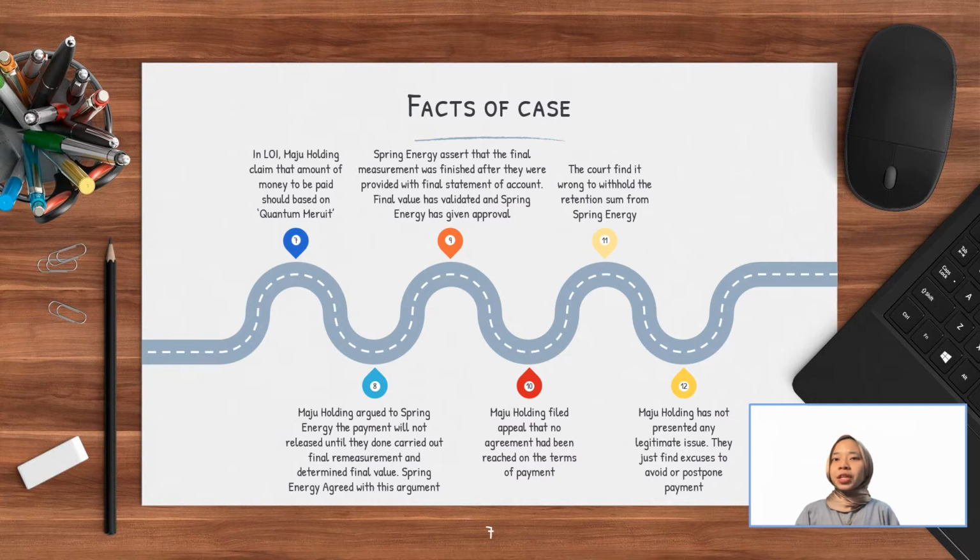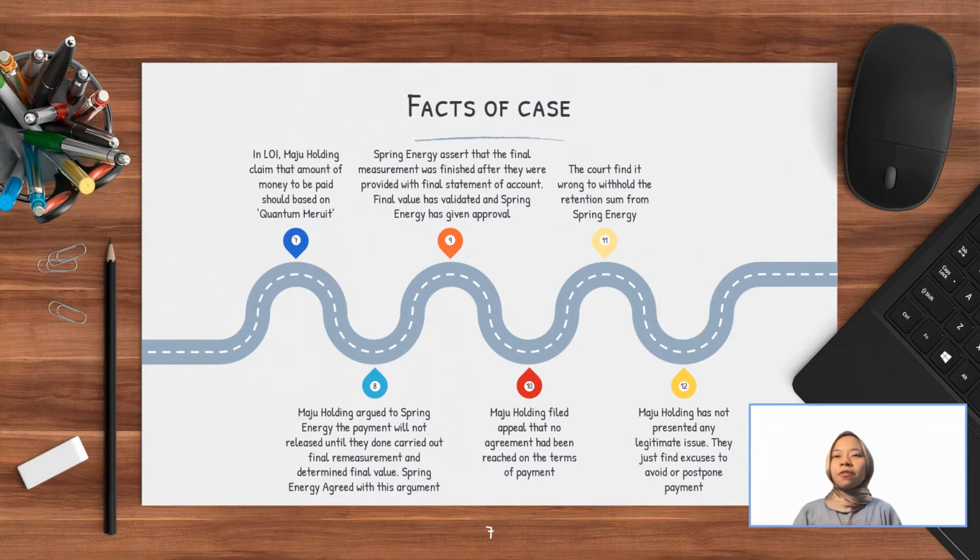Spring Energy agreed with the argument, but Spring Energy asserted that the final measurement was finished after they were provided with the final statement of account. Final value was validated and Spring Energy has given approval. After that, Maju Holdings filed an appeal in accordance with Order 14 against Spring Energy, saying that no agreement had been reached on the terms of payment.